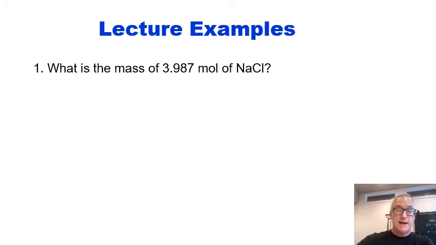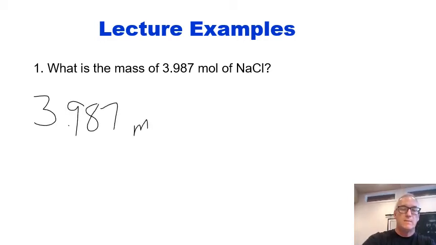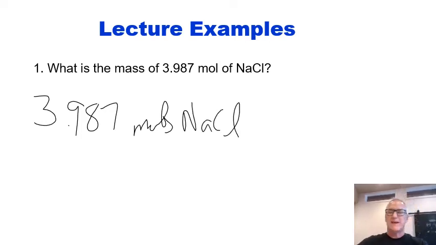We write down the number. I have 3.987 moles sodium chloride. So I write that down because that is the information I've been given. Now, I'm asked for mass, so that means my answer has to be in grams, right? So what am I going to do as a conversion?